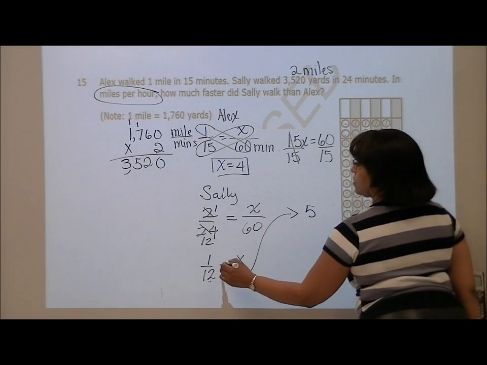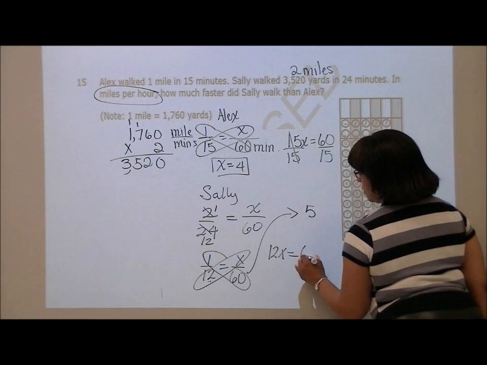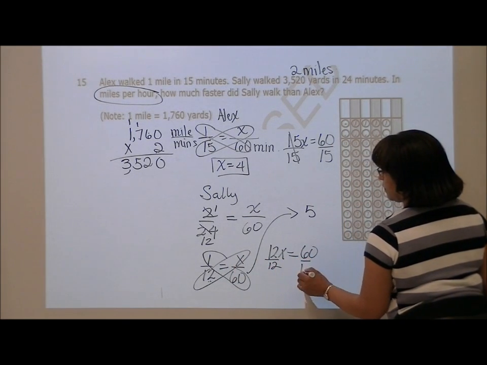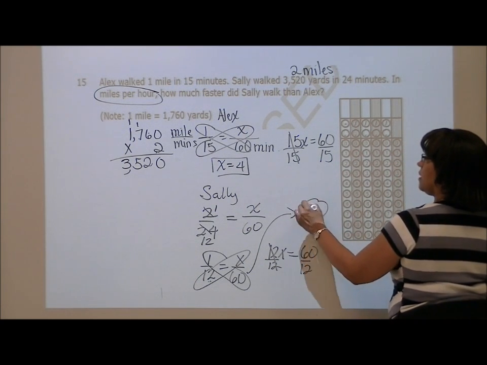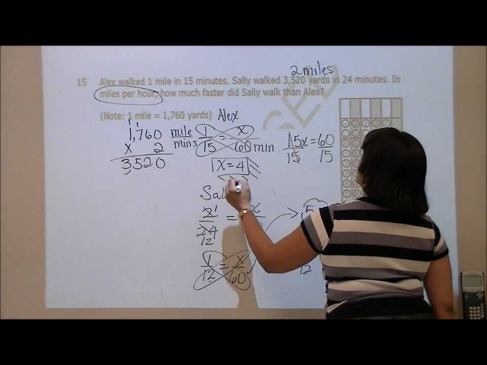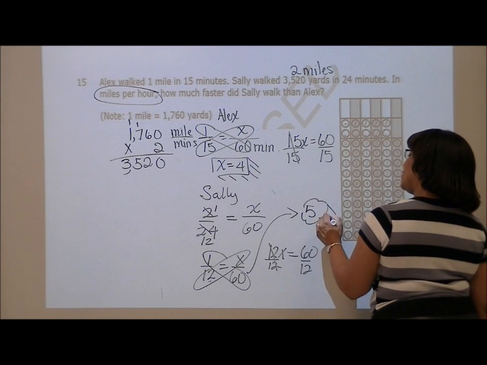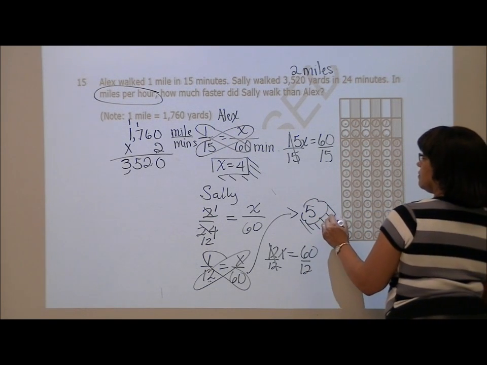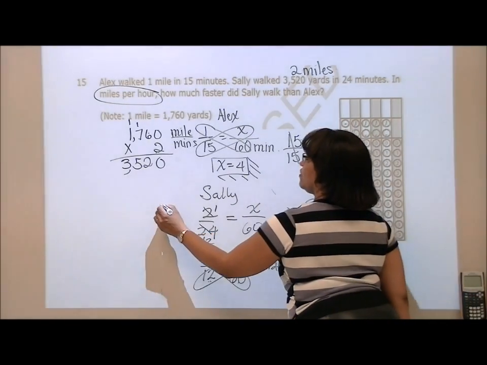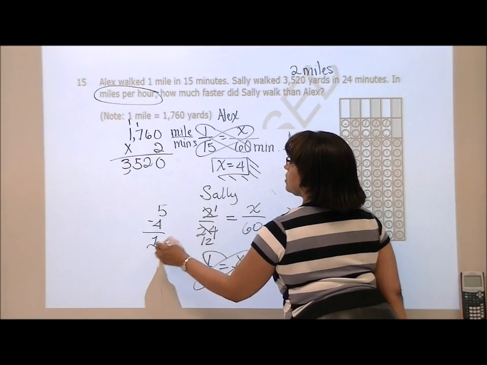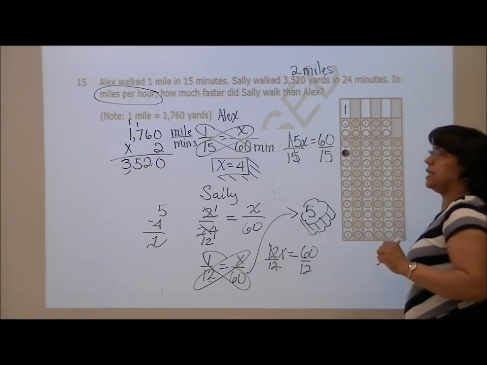If you need to see the work, let's cross multiply again. 12x is equal to 60. And then you just divide both sides by 12. 60 divided by 12 is 5 times. So Sally, we have 5 for Sally. We have 4 for Alex. And what we want to know is how much faster did Sally walk than Alex. So think about what you would do if you're comparing how much faster. You want a difference. Difference means subtract. So we're going to do 5 minus 4. So it's going to be 1 mile per hour. Put your 1 here. And bubble it in. And you're done.